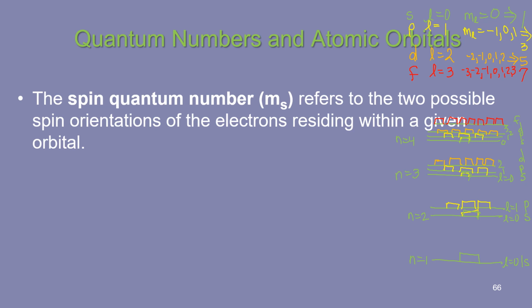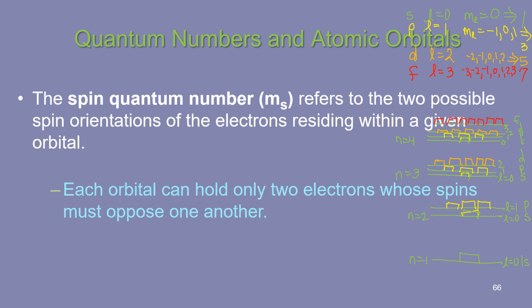M sub L tells us, first of all, how many orbitals, and then, in fact, it can tell us which orbital we're in. And then finally, our last quantum number is called the spin quantum number, and it refers to the 2 possible spin orientations of the electron. So if you put 2 electrons in close proximity to each other, they're going to repel each other. But we know that an orbital can hold 2 electrons, and these electrons have a way of kind of hiding from each other, and they do something which is spin.